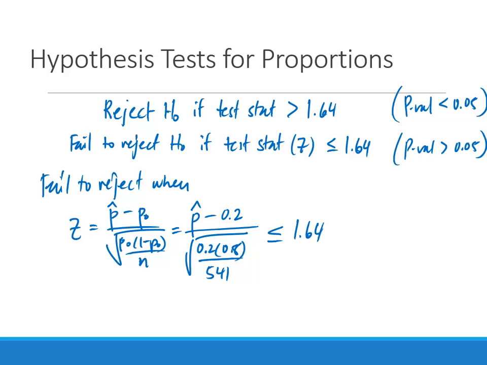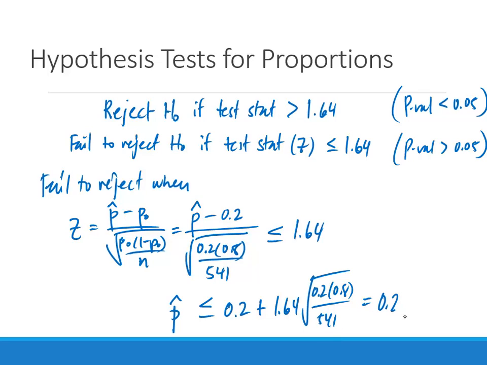If I solve this in terms of p hat, I'll fail to reject when p hat is less than 0.2 plus 1.64 times the square root, which is 0.228. So I'm going back to the sample proportion here: what value of my sample proportion will cause me to fail to reject? I'll fail to reject if my sample proportion is less than 0.228.